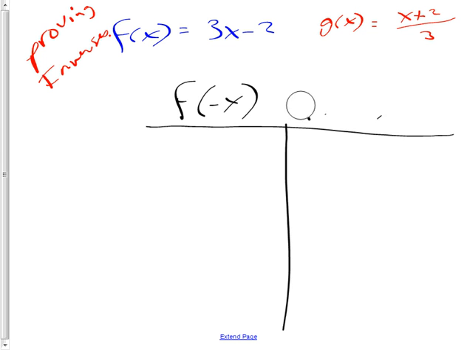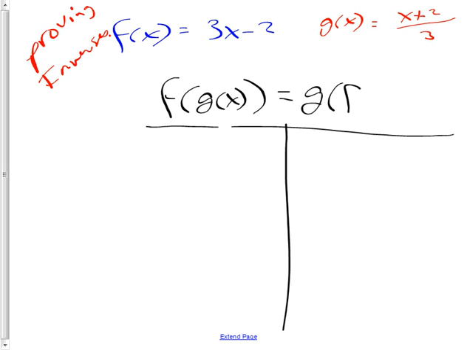Here's the thing you have to prove. You have to find f of g of x and see if it's equal to g of f of x, and if they're both equal to x. And you'll find that they are. If they are going to be inverses, they'll both equal x at the end.